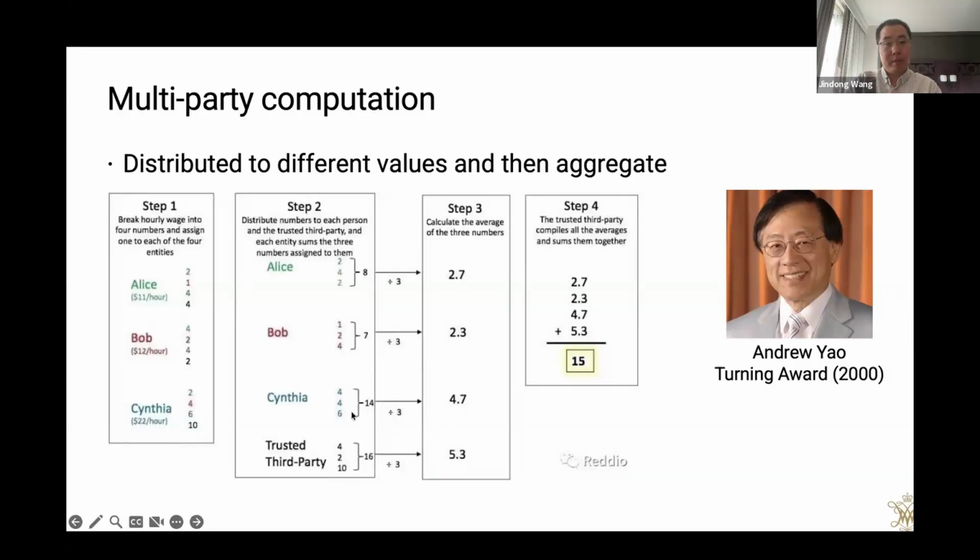So you see, in this way nobody can ever know Alice is 11, Bob is 12, and Cynthia is 22, but we can still know the average wage per hour. So this is very interesting. Multi-party computation is more than that, but this is just to show you that you can do aggregation without sacrificing any of their private data. So that's MPC.